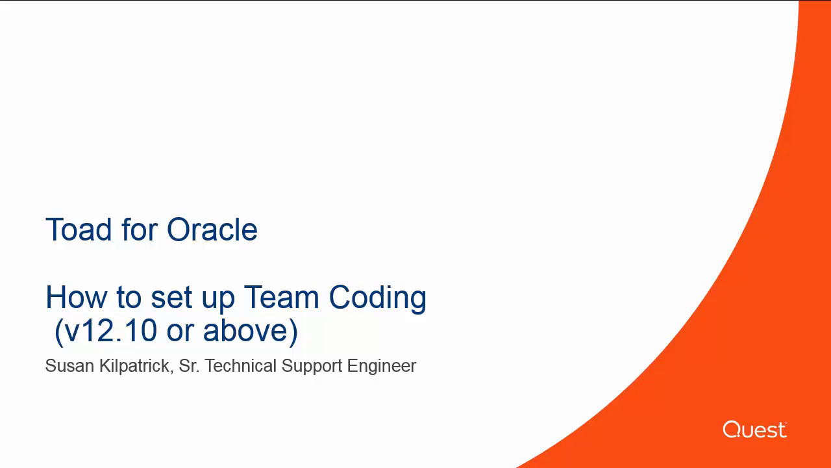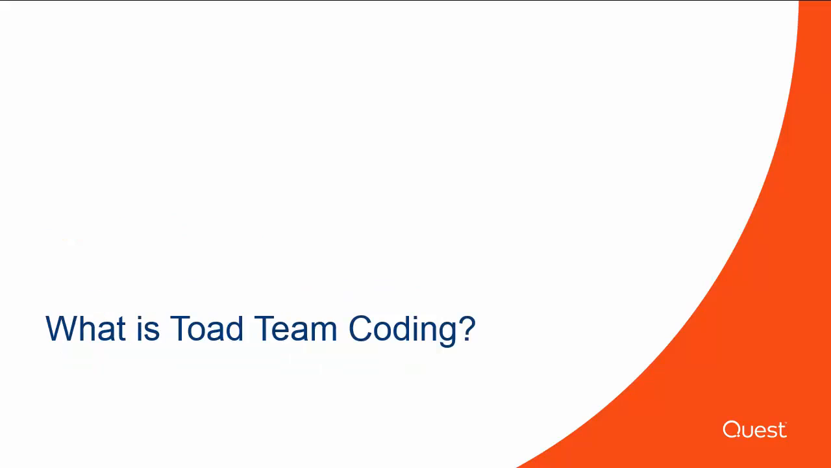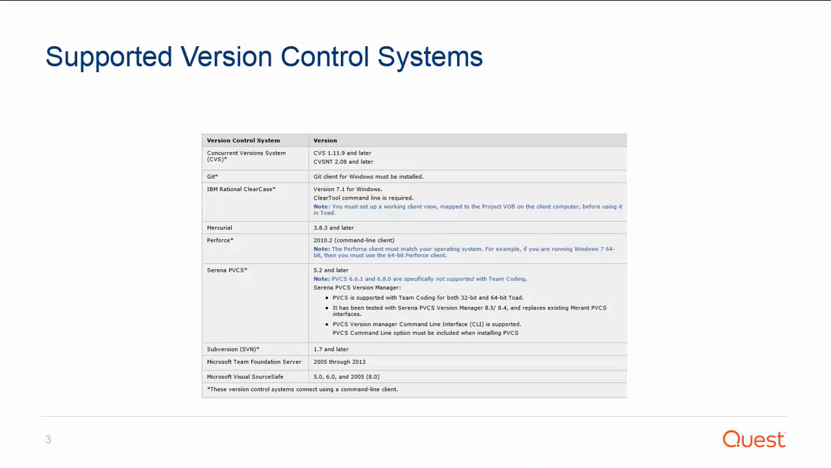In this video, I'm going to demonstrate how to set up team coding in Toad and integrate it with a third-party version control system. Team coding provides a convenient way to control database objects and scripts within a team environment through a single common interface. It can be linked to an existing VCS provider to manage full source control and revision history capabilities. Here's a list of version control systems that are supported by Toad for Oracle.